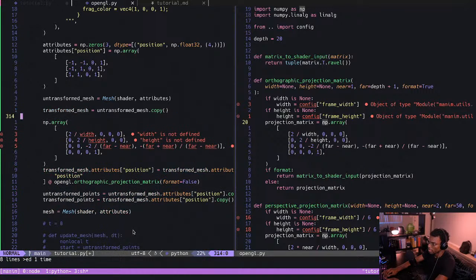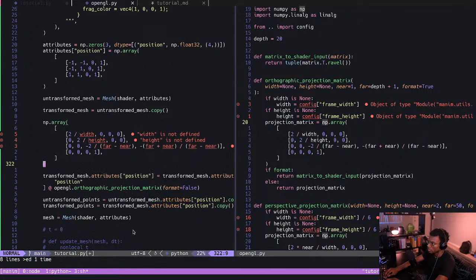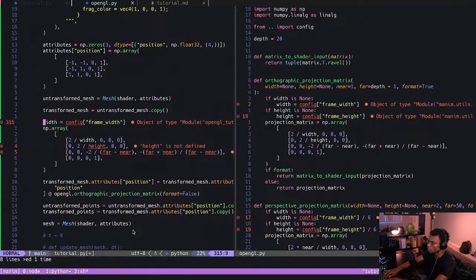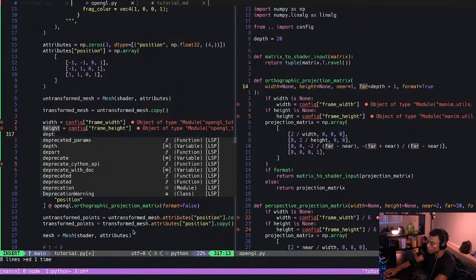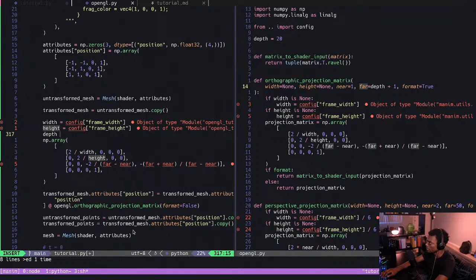Because the fact that this is compensating for the existence of the camera is going to make it a little more confusing. And depth? I guess I'll make that 10.